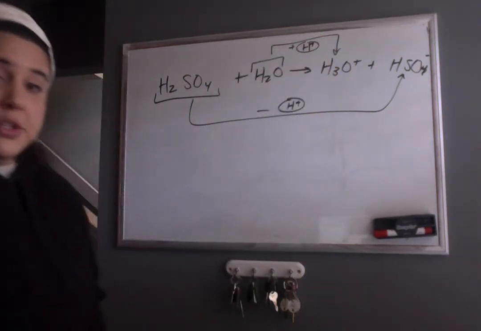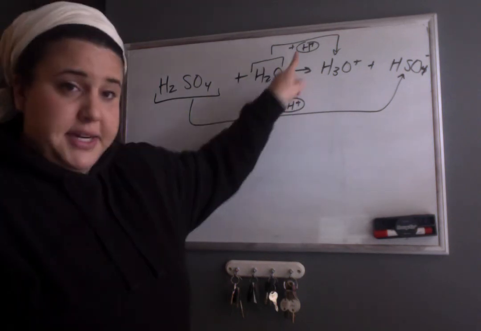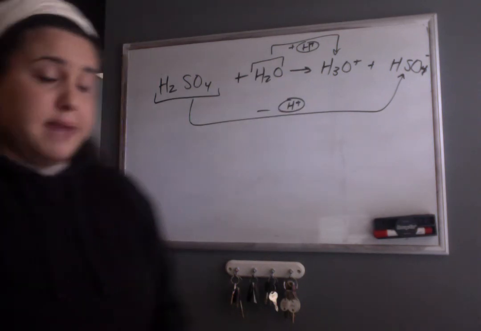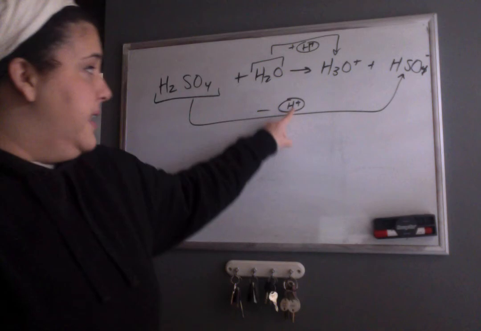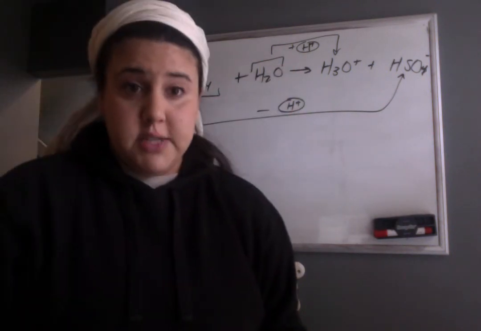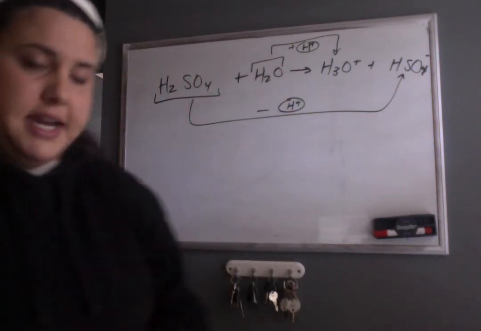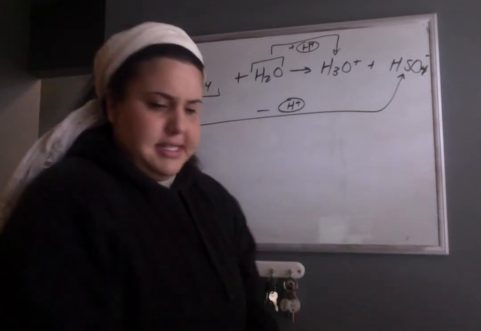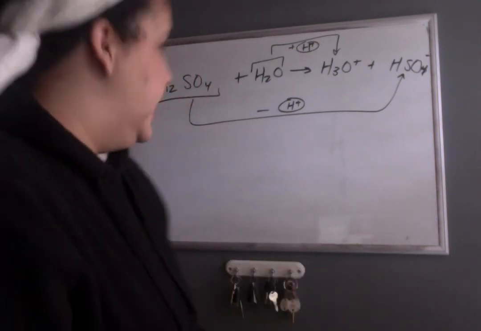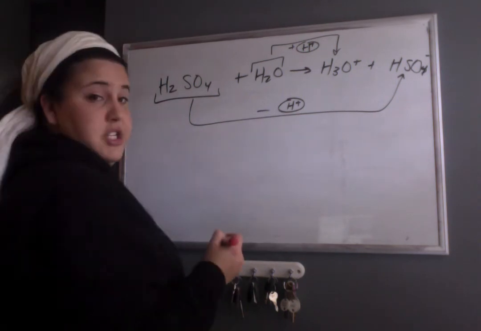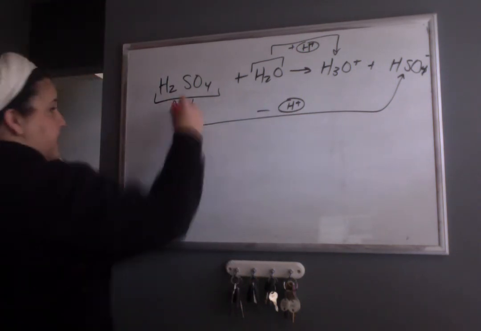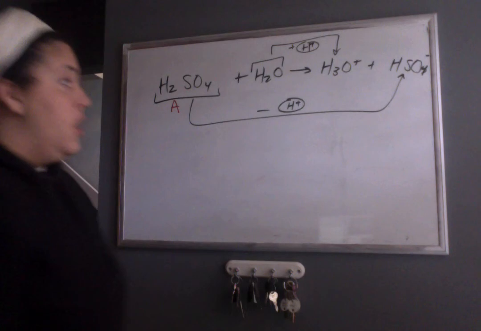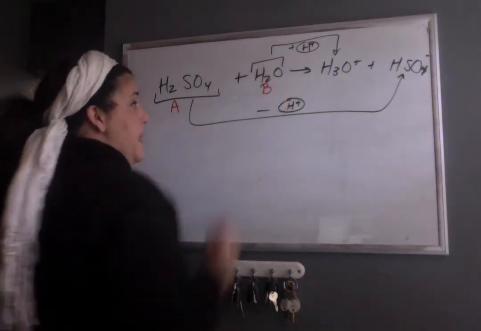Now if I'm able to see someone losing an H+, someone gaining an H+, that means that I must have a transfer, again, of a proton. A transfer of a proton means that I should be able to identify who my acid is and who my base is. Again, my acid donates. Losing is just another word for donating, so I would classify this guy as my acid. Meanwhile, water would act as my base.